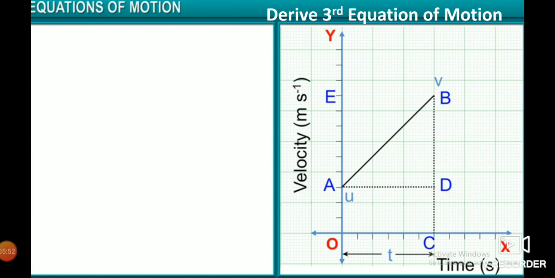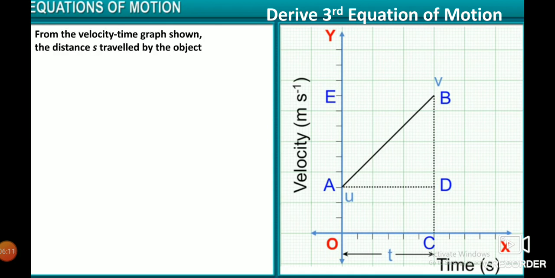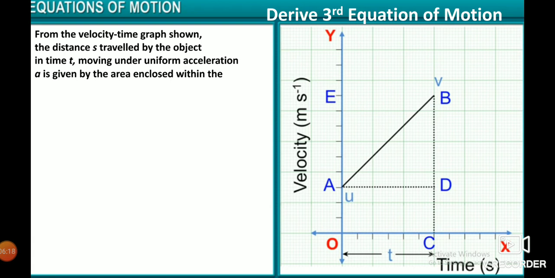Let us see how to derive the third equation of motion graphically. For that, the graph would remain the same. That means an object is moving from point A to point B and is accelerating in time t. Here it changes its velocity from initial velocity u to final velocity v. From the velocity-time graph as shown, the distance traveled by the object in time t, moving under the uniform acceleration a, is given by the area enclosed within the trapezium. Yes, it is given by the area enclosed under the graph.